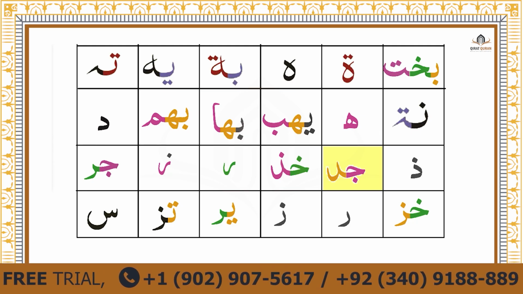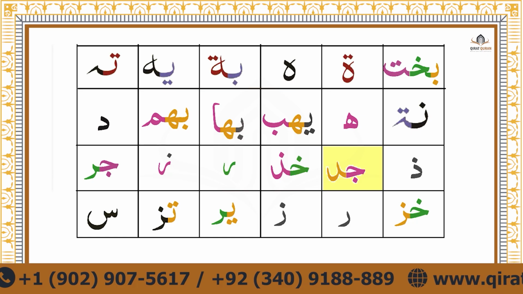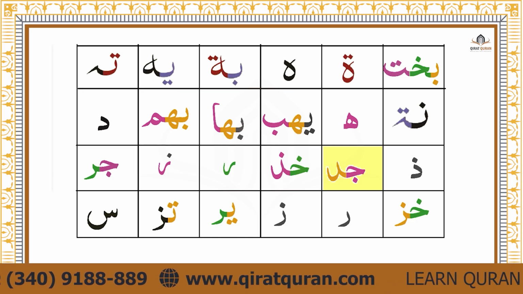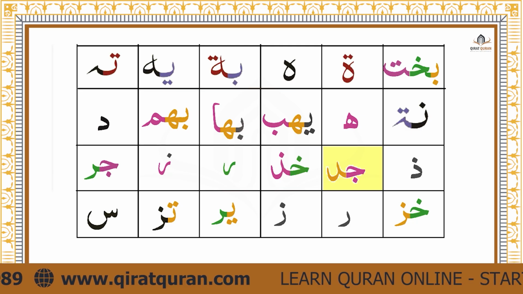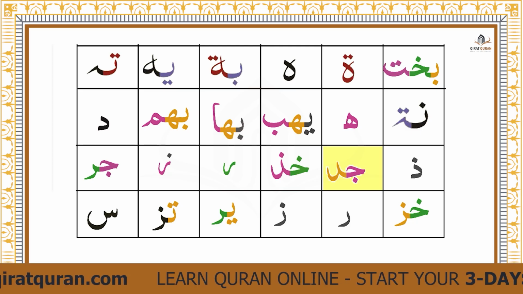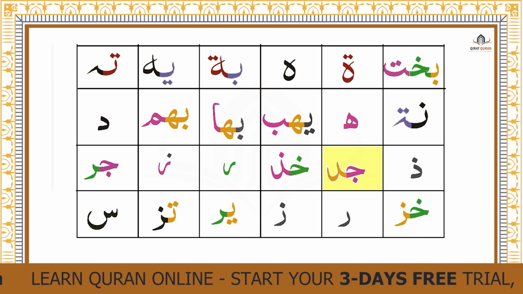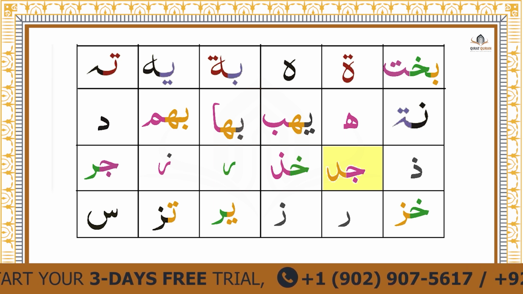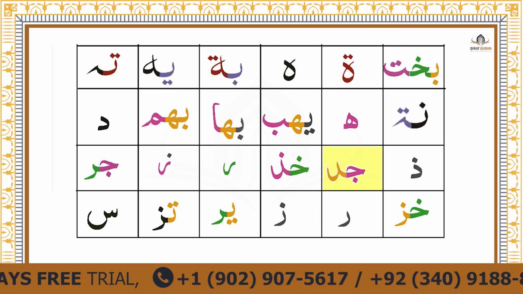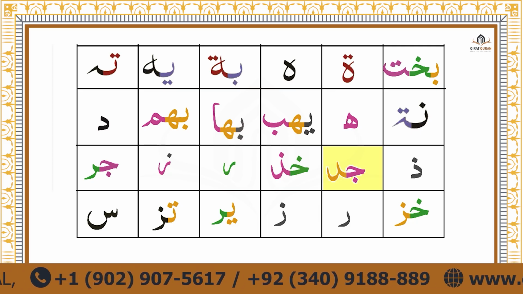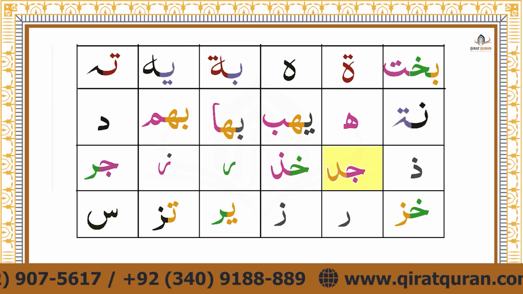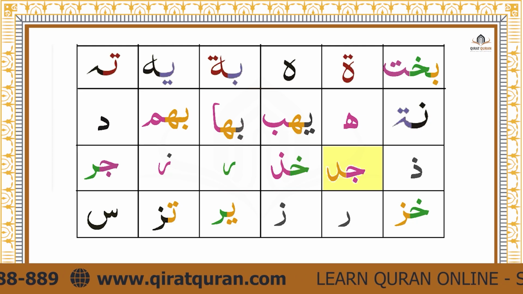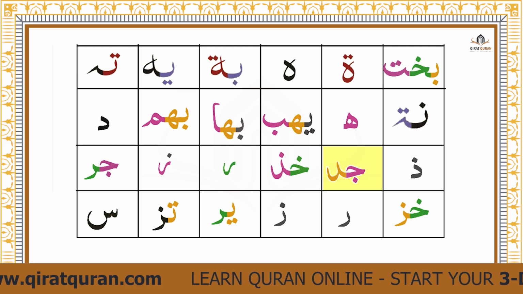The next letters: there are two letters. The first one is jim, and we can recognize the jim by this dot and also by its formation, because there is another letter which has one dot at the bottom, and that letter is ba. But look at the formation of it. Ba doesn't have two parts. It only has this lower part. But look at the jim, it has two parts: an upper part and then a lower part. So by this formation, you can recognize that this is jim, not ba.